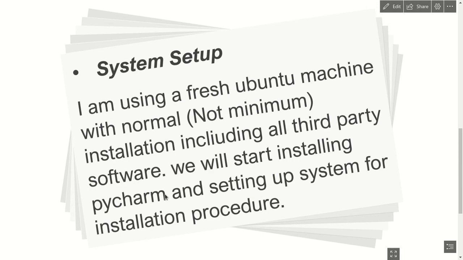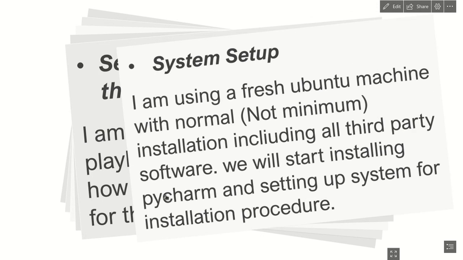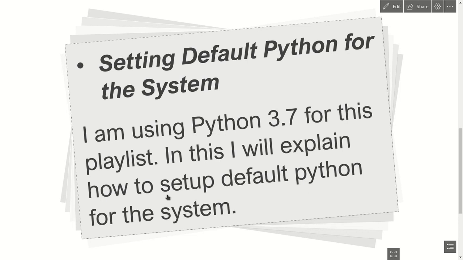Then I have setting the default Python for the system. In Ubuntu we have Python 2.7 and 3.7. For a general user there will be a default one. Generally for the older versions we have Python 2.7. From the version which I'm using, which is the recent one, 19.04, the default version is Python 3.7.